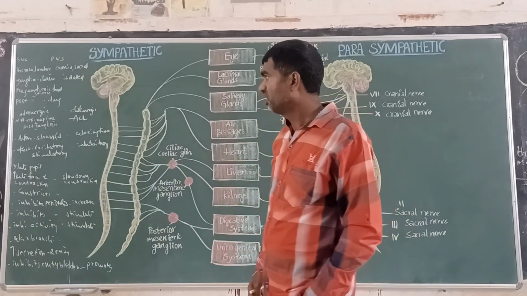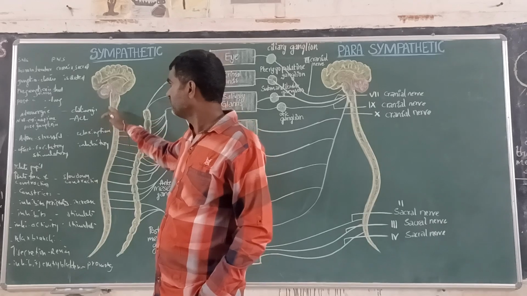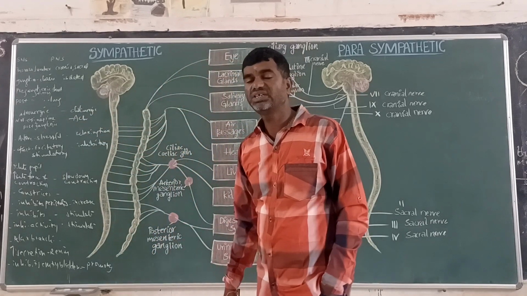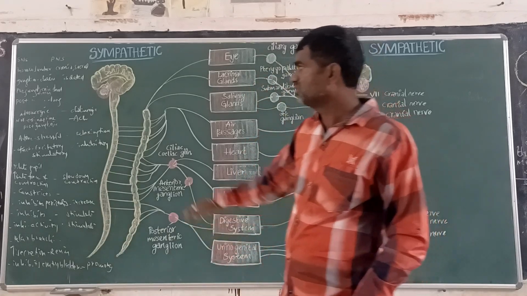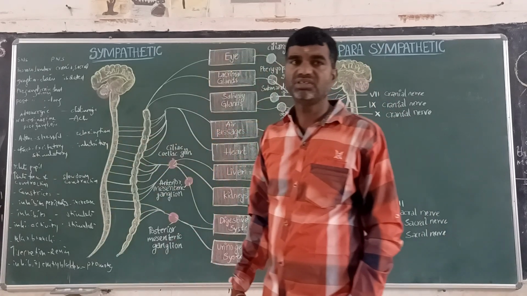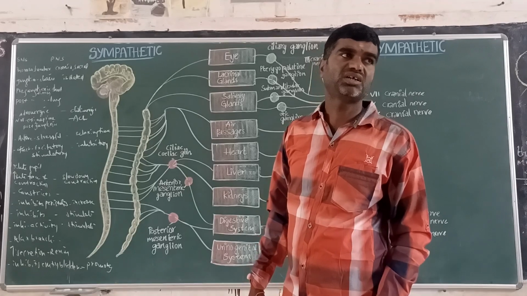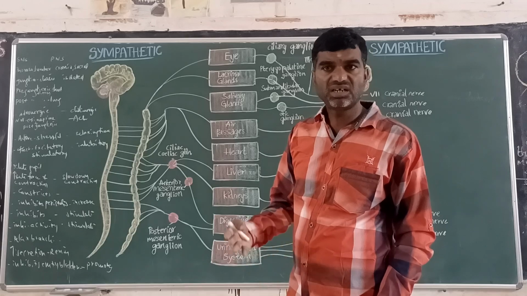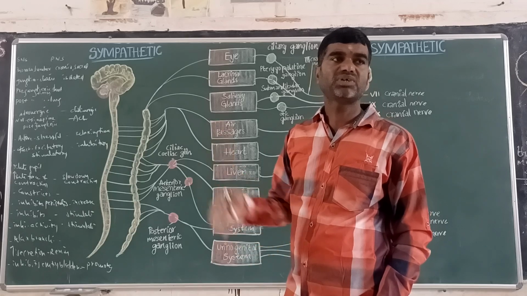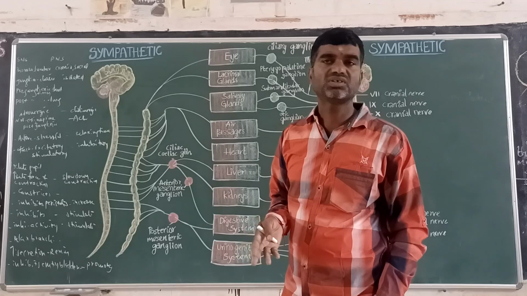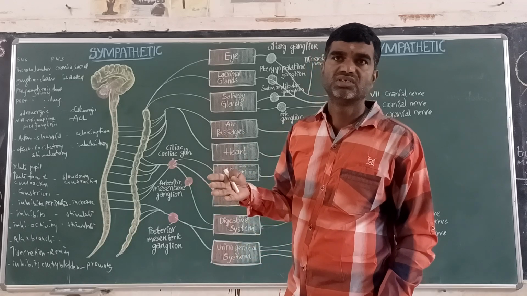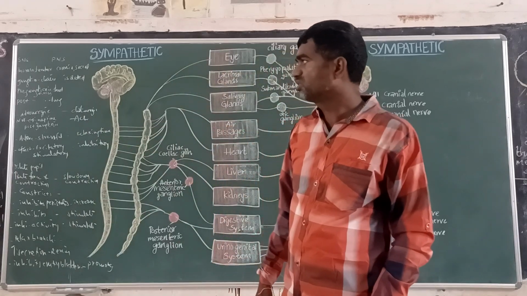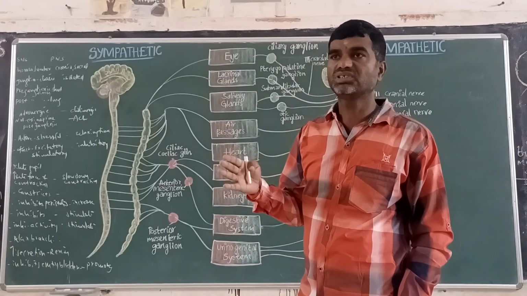Next is the adrenergic neurons. Why are they called adrenergic? Because they release norepinephrine, which is also called noradrenaline. Noradrenaline and adrenaline are both released from the adrenal gland, which has the adrenal cortex and adrenal medulla. Norepinephrine is released at the terminal end of the postganglionic neurons.